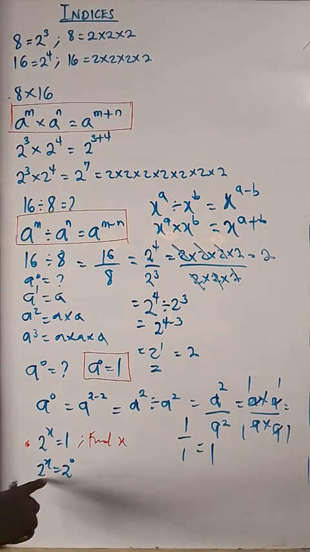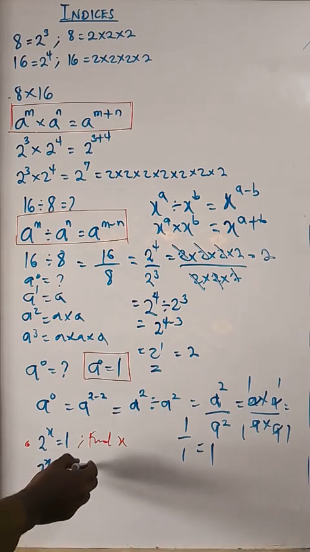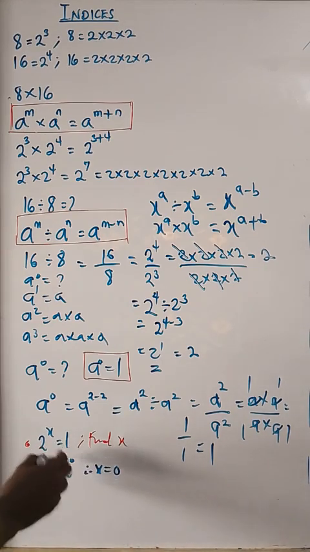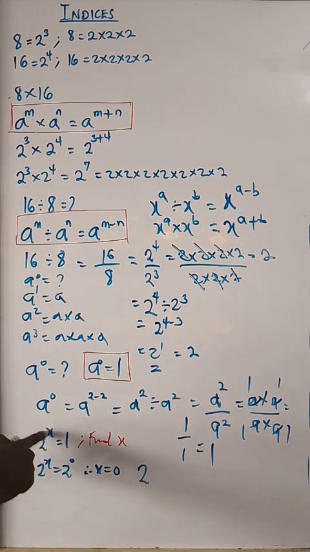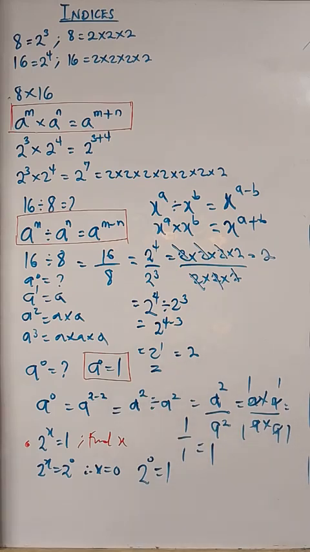Why am I using 2 here? So that they have the same base. So meaning these numbers are the same. If they have the same base, the power has to be equal. So in this case, it implies that x equals 0. Meaning, if I do 2 raised by x, which is 0, I must get 1, which is true according to this law. So far, we have 3 laws.